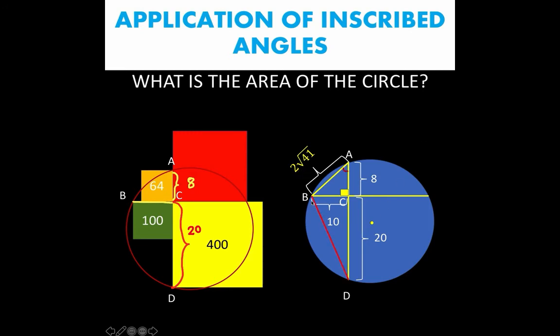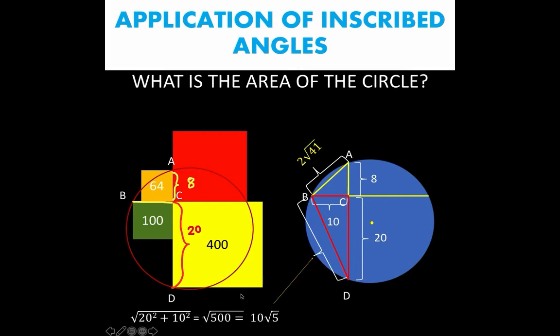Next, let's connect point B and D in order to form this red right triangle, triangle BCD. In this red right triangle, we know that the length of side BC is 10 units and the length of side CD is 20 units. Therefore, we will be able to compute what is the length of the hypotenuse BD using Pythagorean theorem again. So here's our computation.